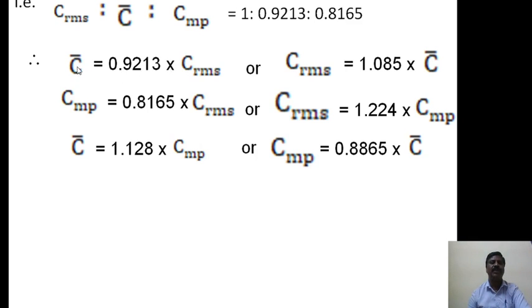Now the first one is we can calculate the average velocity with respect to root mean square velocity. Average velocity can be written as 0.9213 into root mean square velocity, or root mean square velocity equal to, we can multiply by 1.085 into average velocity.